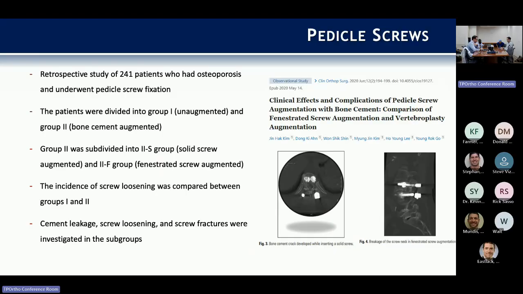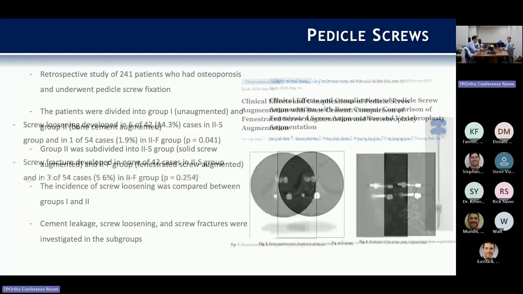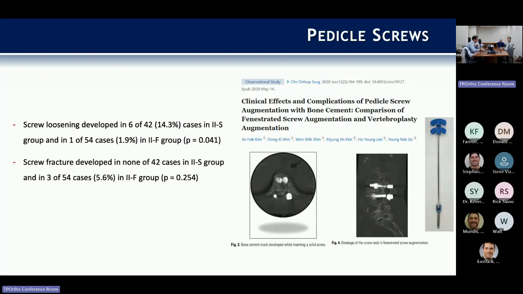And interestingly enough, the screws fractured at the distal third, or sorry, the proximal third here, which if you think about where fenestrated screws are actually fenestrated, it's the distal third. So I'm not entirely sure how that makes sense biomechanically, but it's some food for thought there.